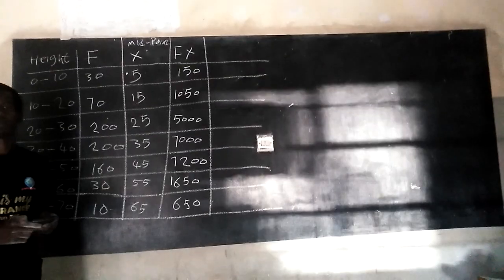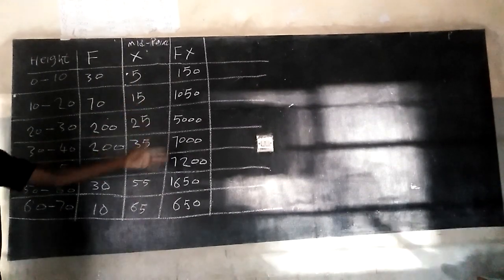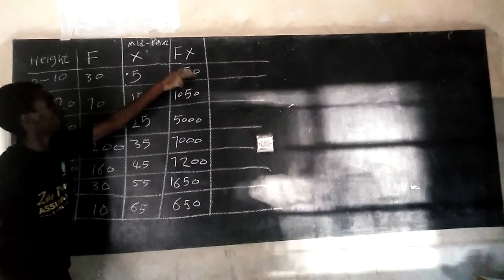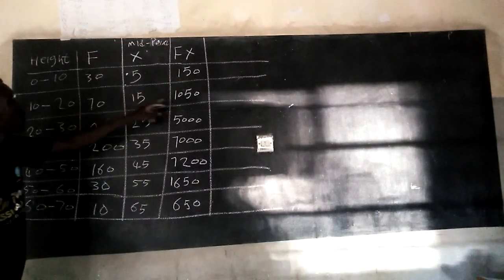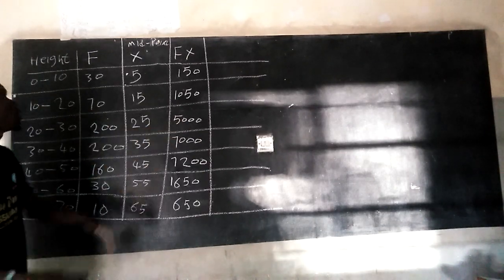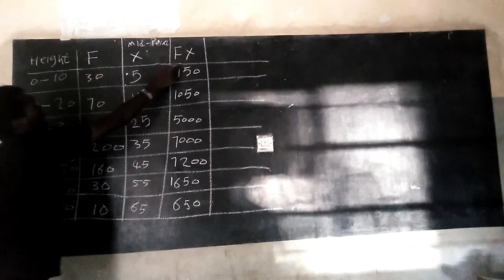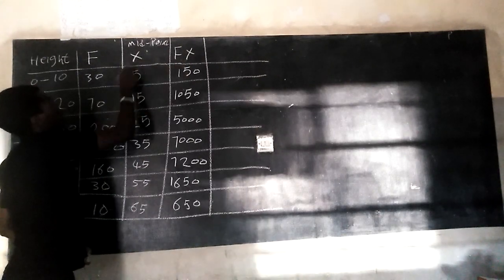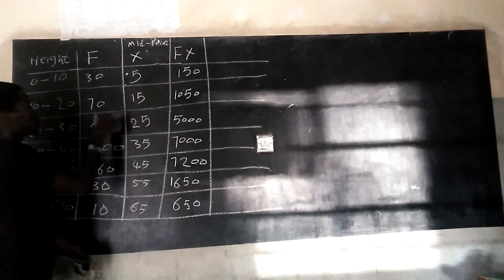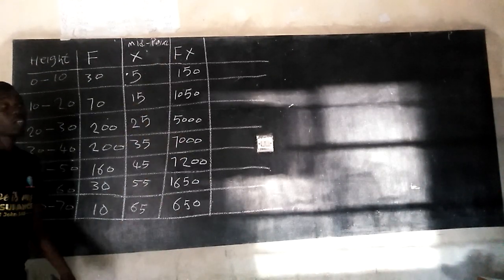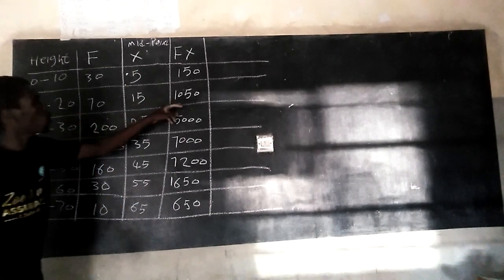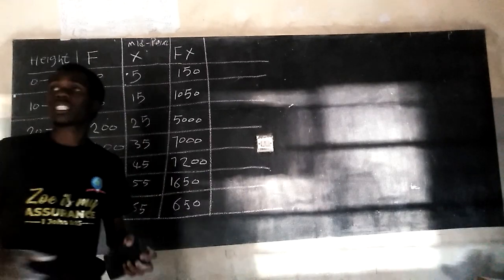Now if you multiply 30 times 5, it gives you 150. 70 times 15 gives you 1050. 200 times 25 gives you 5,000. So this is F, and x is the midpoint, 5. You multiply F times x, and these are the numbers that you are going to get. So now what you get is 1, 2, 3, 4. The whole box is supposed to have 6.